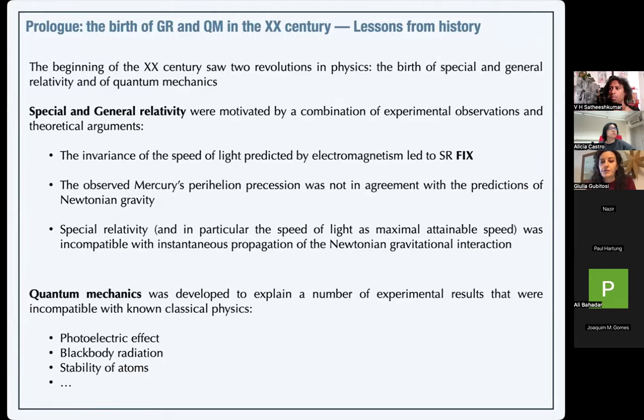So this was a theoretical problem. But also at the time, there were already experimental problems with the Newtonian gravity theory, because people had been observing Mercury's perihelion precession, and the behavior of these was not in agreement with the predictions of Newtonian gravity.